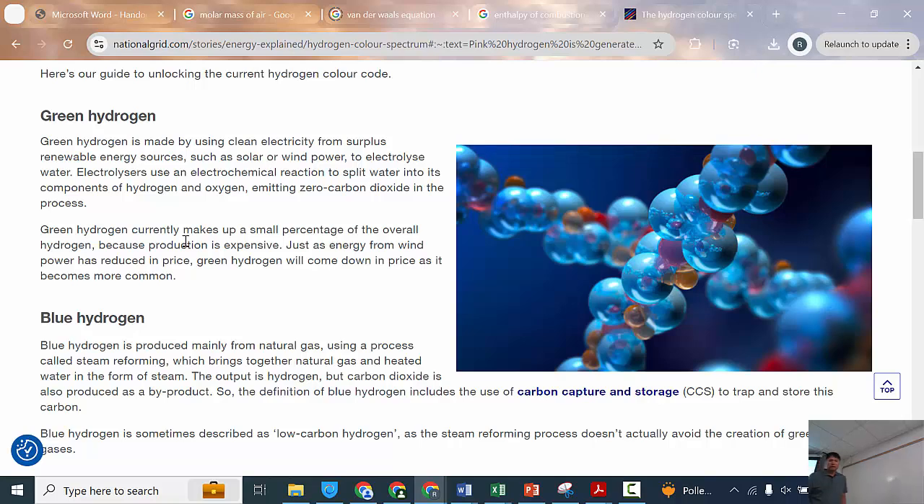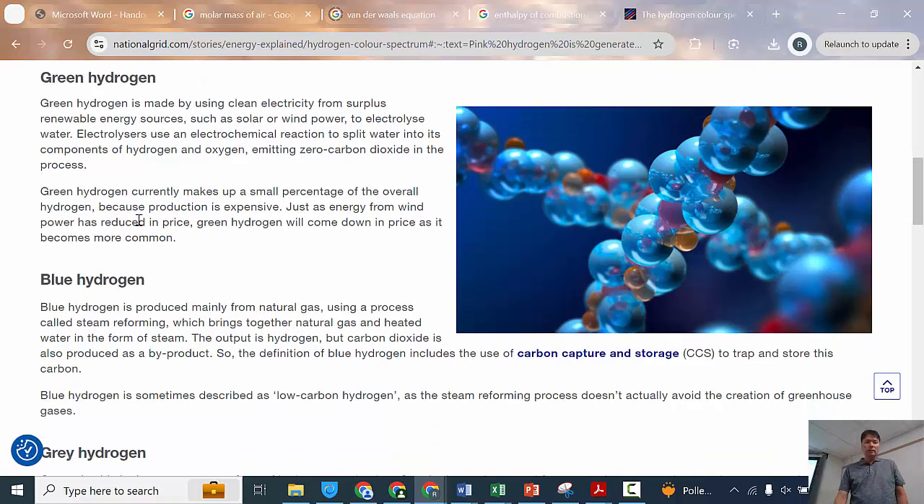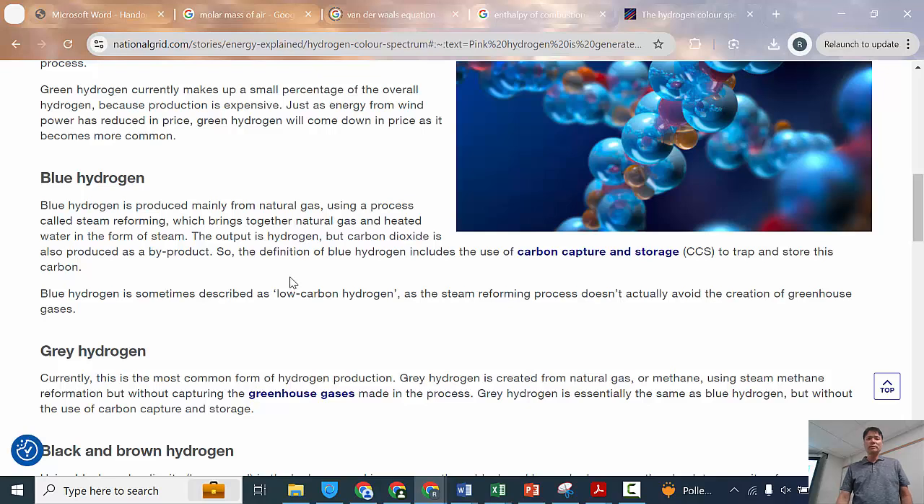There's not enough green hydrogen. And so there are other sources of hydrogen. There's blue hydrogen. Blue hydrogen's produced from natural gas. It's natural gas and steam to make hydrogen, and like carbon monoxide or carbon dioxide here. So that's blue.